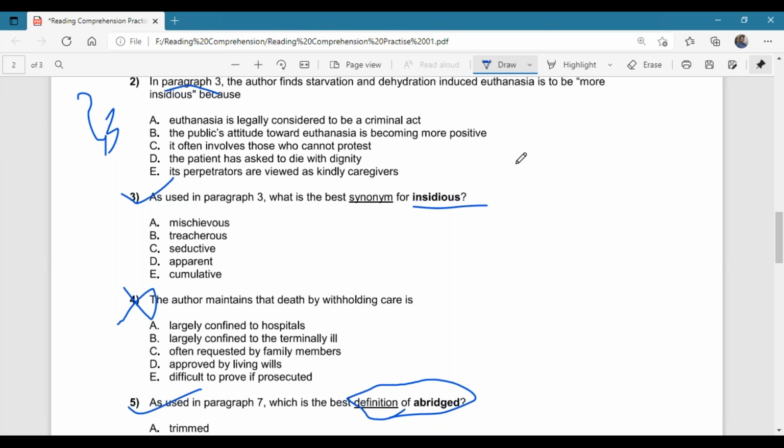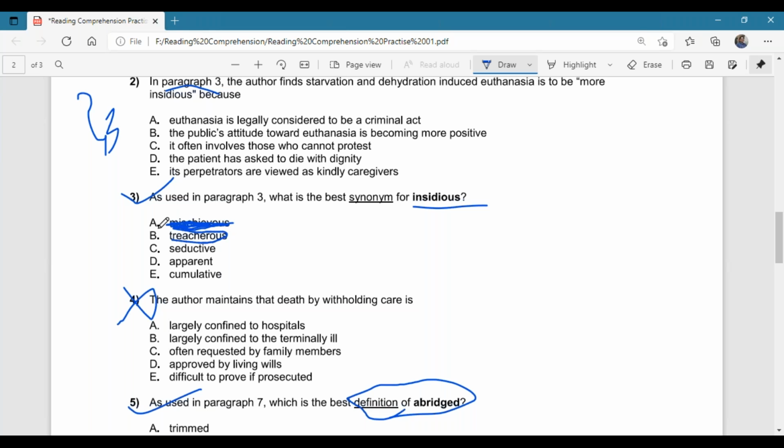For example, mischievous. Look at this one. Mischievous is not the correct option, because you know what mischievous means. What is the meaning of mischievous? Just tell me what is the meaning of mischievous? Notorious, yeah, some kind of a spoiled kind of a thing. Okay, so mischievous cannot be the answer.